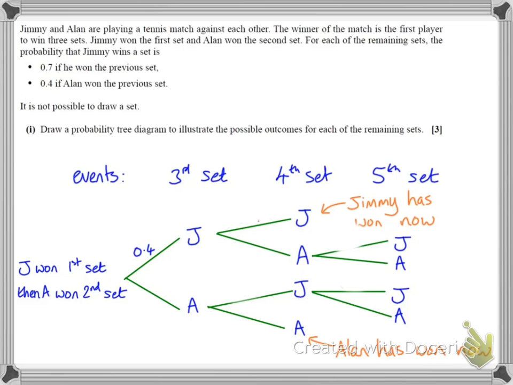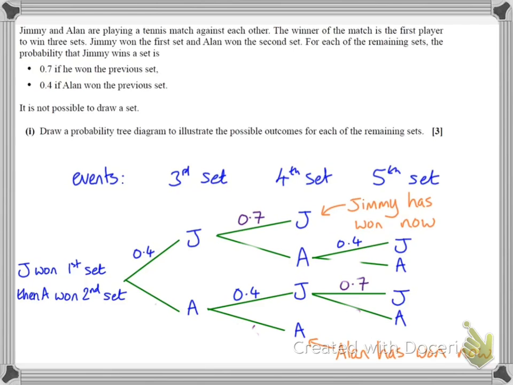So then we can look at the other branches. So if we look at, for example, this branch, then Jimmy has just won, so that should be a 0.7 probability, whereas on this branch, Alan has just won, that will be 0.4 again. So looking very carefully at all the branches for Jimmy winning, they're either 0.7 or 0.4, depending on whether they are coming after Jimmy winning or after Alan winning.